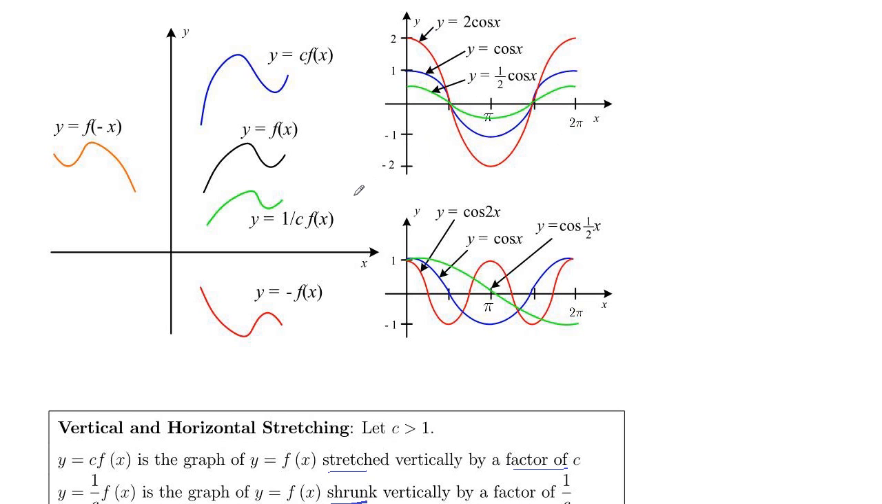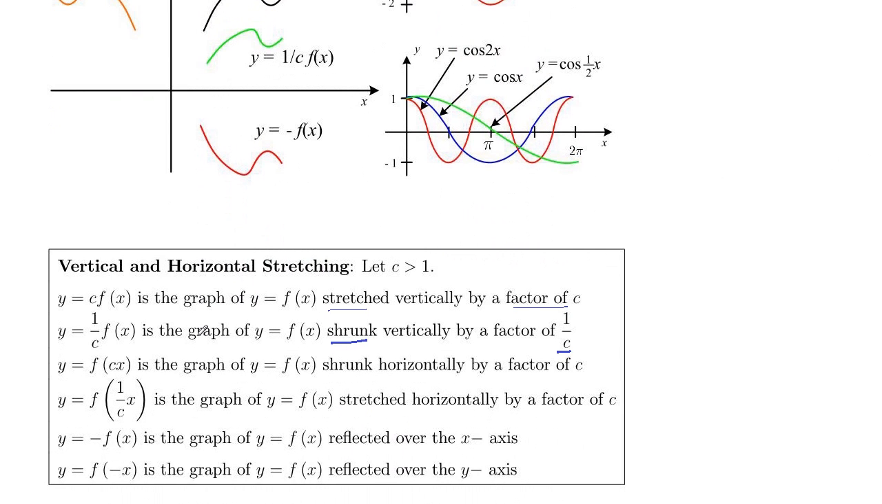And then remember, multiplications on the inside were horizontal stretching and compression. So f of c times x was the graph of y equals f of x shrunk by a factor of c. So here when we had cosine 2x, that's the red graph. So that's going to be cosine x, which is the blue, and it's half as wide. So the cycle here is length pi instead of length 2 pi. And then cosine 1/2 x is the green.